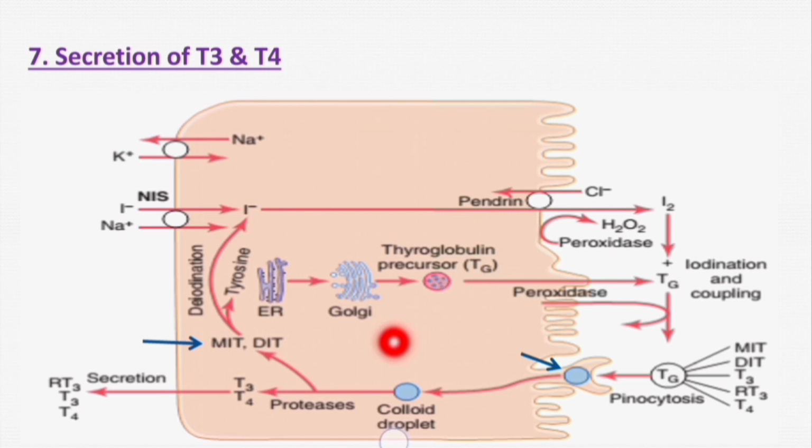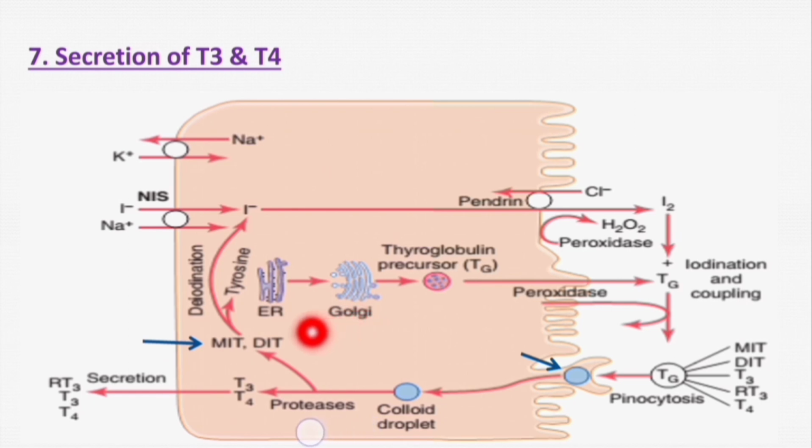Now, lysosomes come to play their role and they combine with this colloid droplet. The lysosomes combine with this colloid droplet containing thyroglobulin, and the enzyme proteases, as you can see here, act upon the thyroglobulin and cause release of T3 and T4 hormones from the structure of thyroglobulin. And once the T3 and T4 hormones are formed, they are released into the circulation from the basal side of the cell, as you can see here. RT3 stands for reverse T3. Some amount of this hormone is also formed, but it is inert and it has no physiological action.